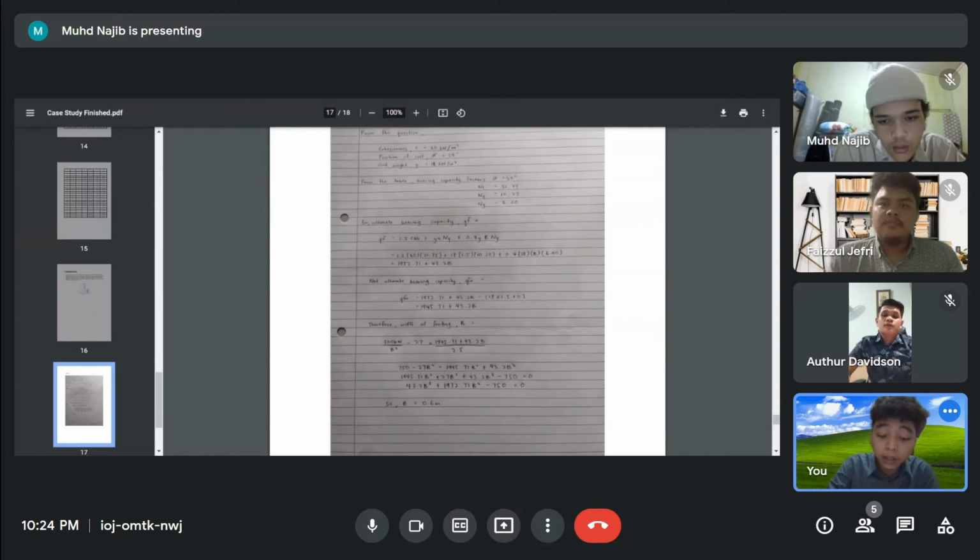to 1945.71 plus 43.2B over 2.5. Then after we cross multiply and substitute, we will get the final answer, which is 43.2B power of 3 plus 1972.71 B power of 2 minus 750. So after we use simultaneous equation, we will get B equals to 0.6 meter.